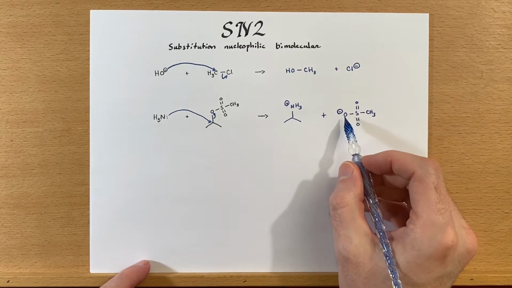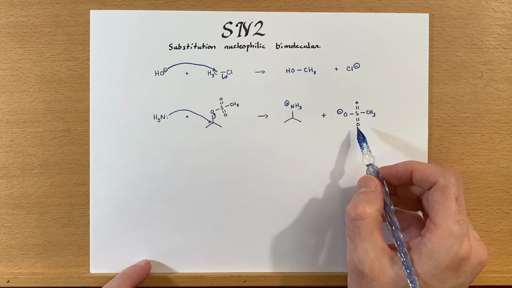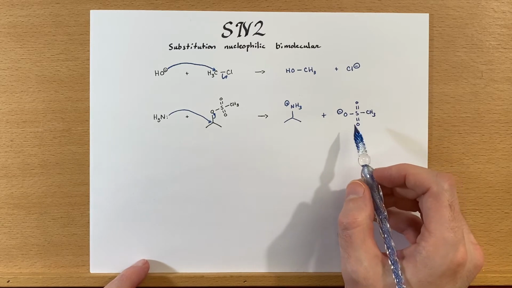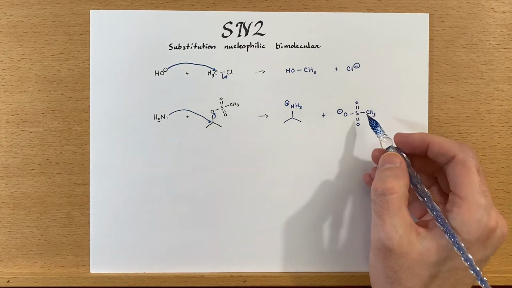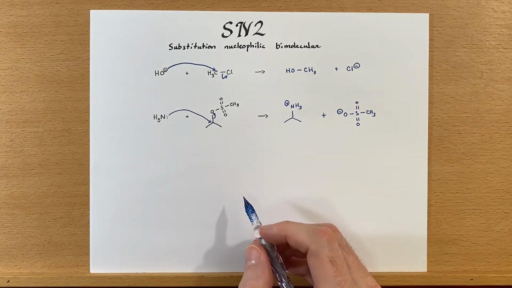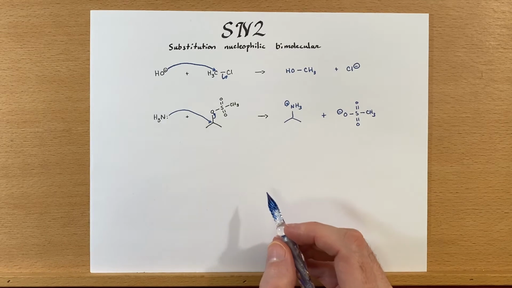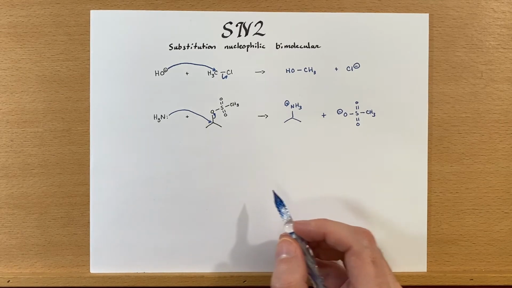This negative charge is particularly stable because of the resonance that exists for this molecule. Feel free to draw the resonance structures. It's a good exercise. I'll skip that for this video. But that brings up an important point. We really should talk about what a nucleophile is and what a leaving group is.